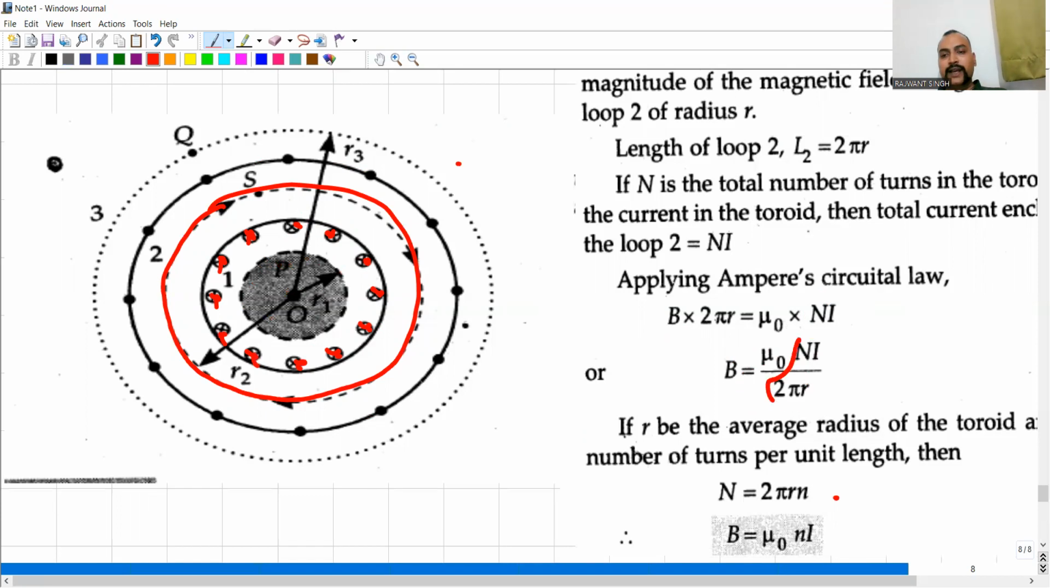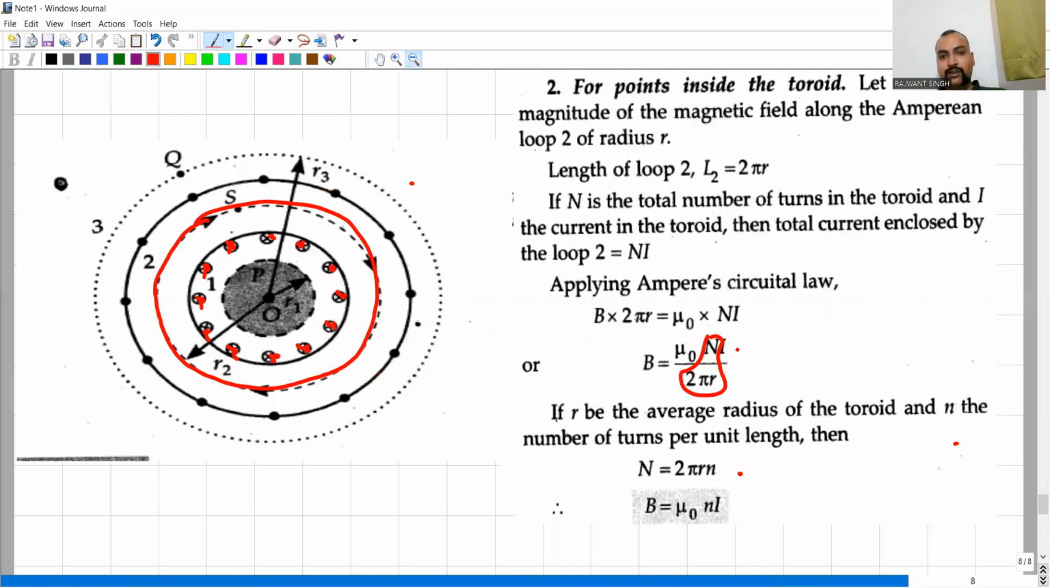Capital N by 2 pi r, this value here will become the number of turns per unit length. N is the total number of turns, and the number of turns per unit length will become small n, that is N by 2 pi r. So N by 2 pi r will become small n. Very simple. And then your expression also looks like this, mu naught n I.